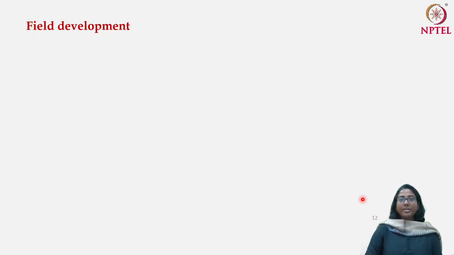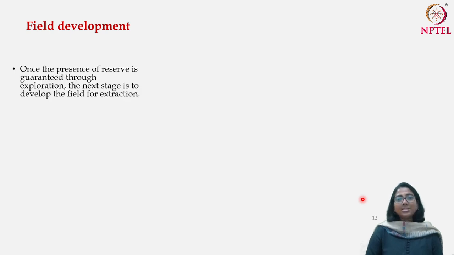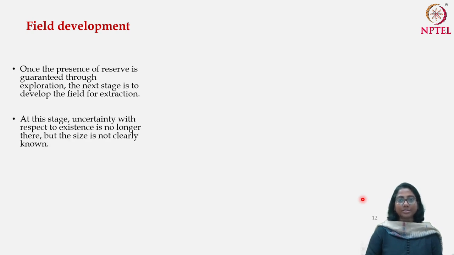So next point is field development. Once the exploration activity is done, the next is field development. That is, you develop the field in order to extract the natural resource. Once the presence of the reserve is guaranteed, then only you go for this field development for extraction.